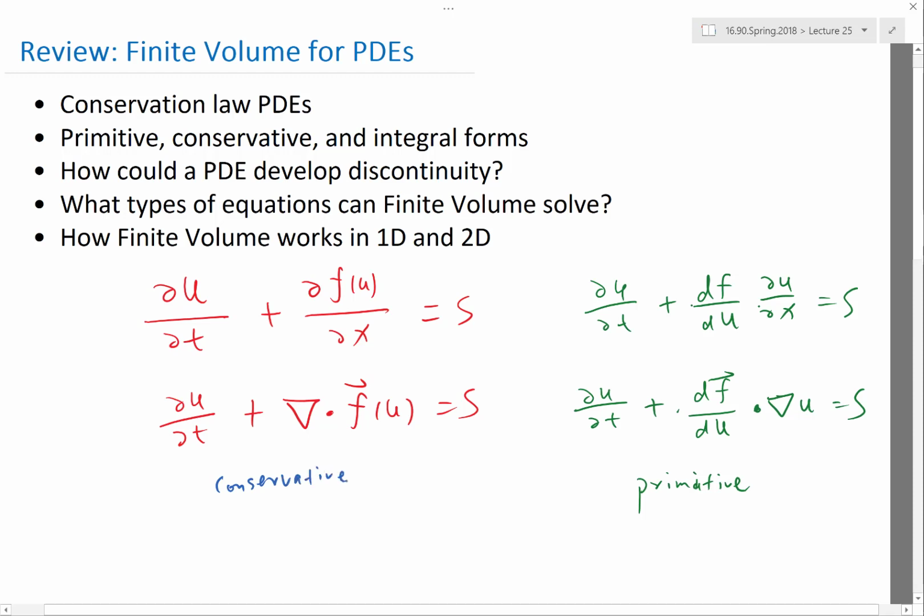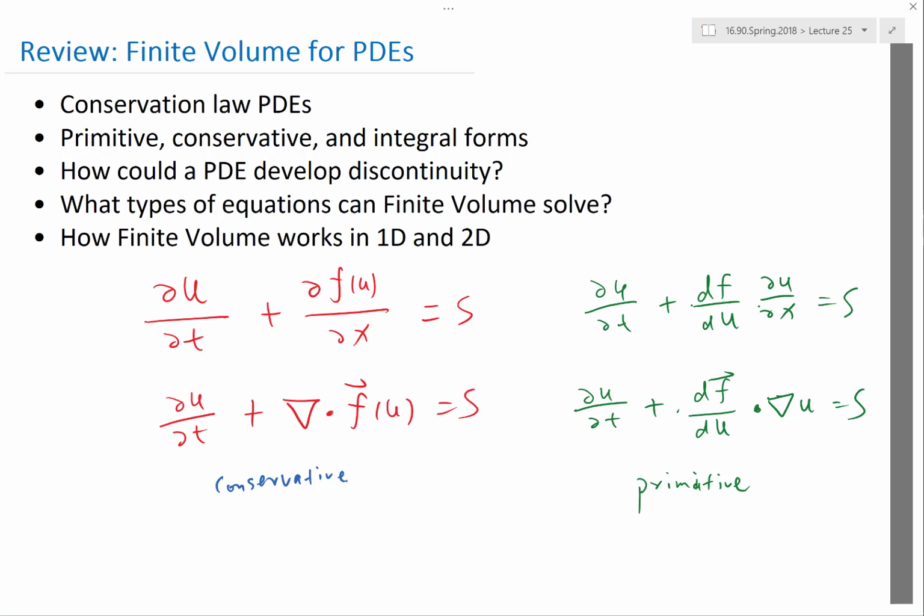And the primitive form is useful. For example, we did a bunch of characteristic line analysis, right? And these are used in the primitive form. And you're going to see that this df du is going to be the slope of the characteristic lines along which the solution is constant if s is equal to 0. These are the usefulness of the primitive form.